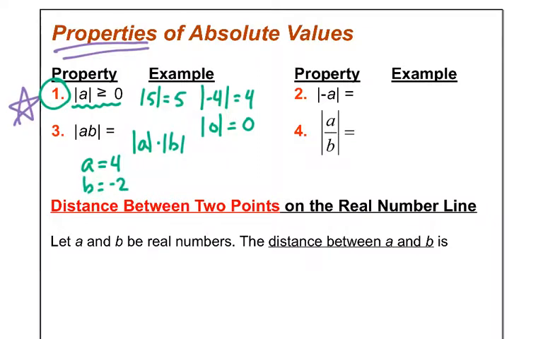Okay, well, on the left side, if I take a times b, that would be the absolute value of 4 times -2, which is -8. And that would make it positive, so that would equal 8. Great. But let's see if I can try it over here.